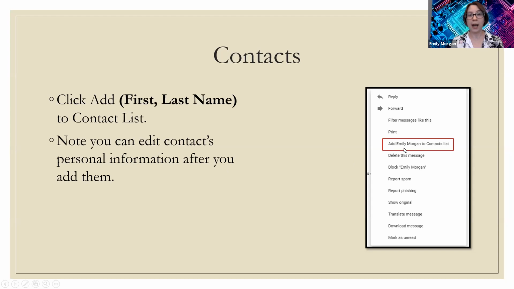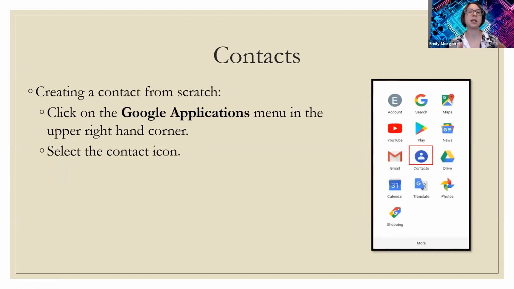So after you click on add, it's going to give you an option to add their email address, which already populates. You can correct the email address, you can add a secondary email address, you can add their phone number, you can customize the name. So it could be a nickname if you don't want to use the name that they're using when they email you, or you can make it a family member, that kind of thing. So you can customize the contact after you've already added them.